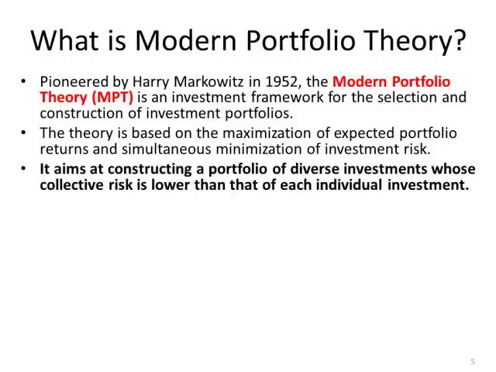And the goal of modern portfolio theory is to construct a portfolio of diverse investments whose collective risk is lower than that of each individual investment. So this is what we also call diversification, right? We put our funds across different assets, and as long as they don't all move at the same time together, then the collective risk of the total portfolio would be less than the risk of each individual investment.